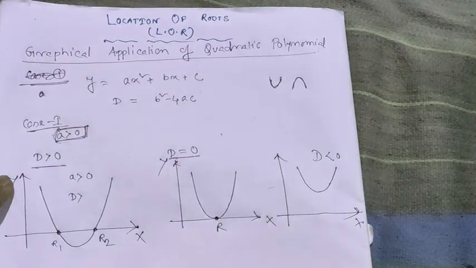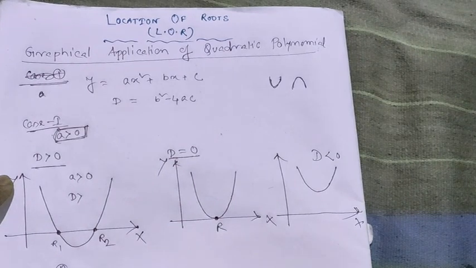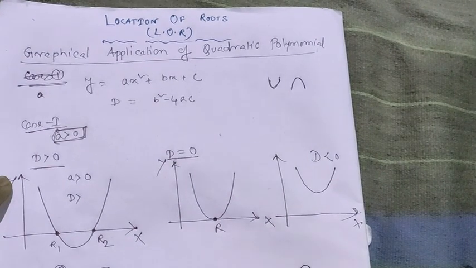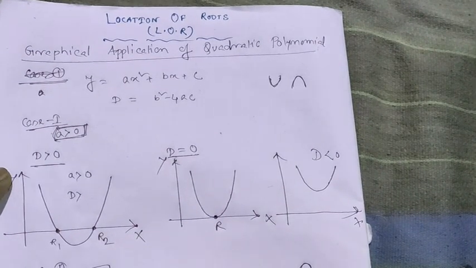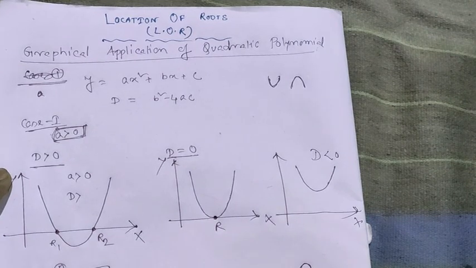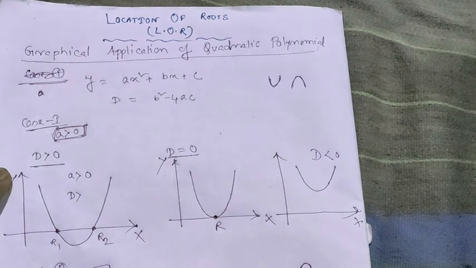In case 2, we will assume a less than 0. So here all the curves will be in the downward direction. First of all, I take d greater than 0. So the curve will be like this, this is the x-axis, this is the y-axis. The curve will be like this type, with two roots r1 and r2. Here a is less than 0.